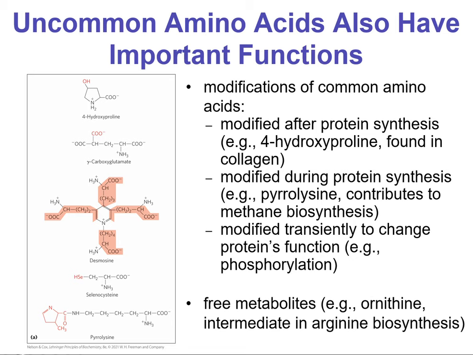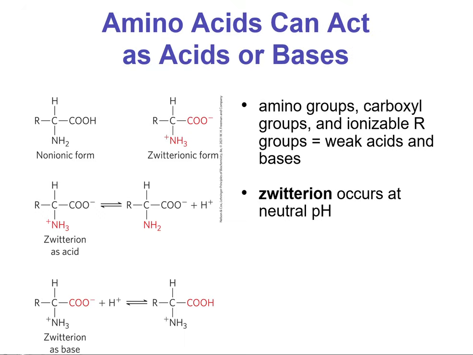And then we have some free metabolites like ornithine. It's an intermediate in arginine biosynthesis. Sometimes intermediates can act as part of feedback mechanisms to control metabolic processes. So all of these are uncommon amino acid examples that actually have pretty big roles. Again, you don't need to memorize this. This is just for your knowledge.